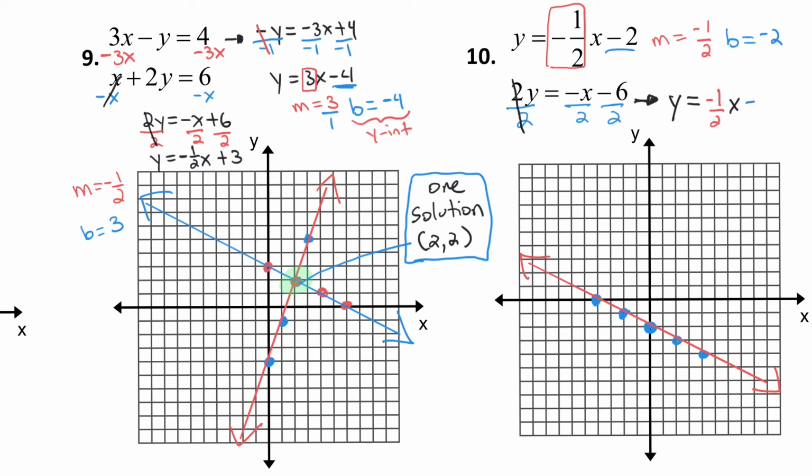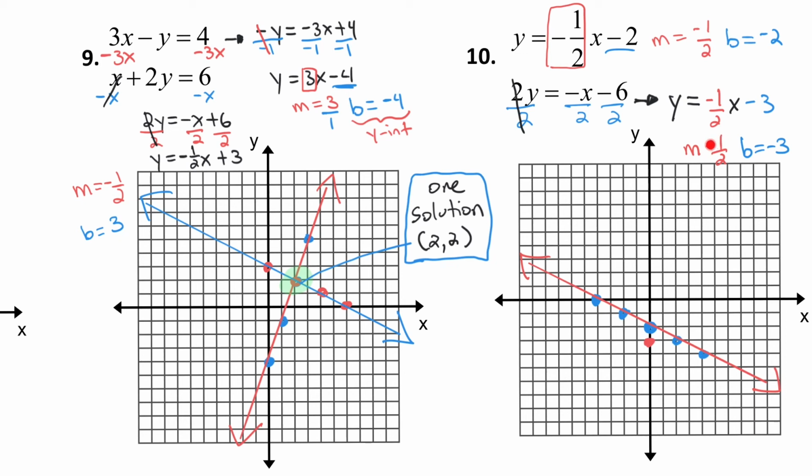When you graph it, you need to know the slope. My slope for this line is negative 1 over 2, and the y-intercept will be the negative 3. So when you graph it, notice that you go down 3 from the origin: 1, 2, 3. So I'm right here, right below the first line. And then I go down 1.